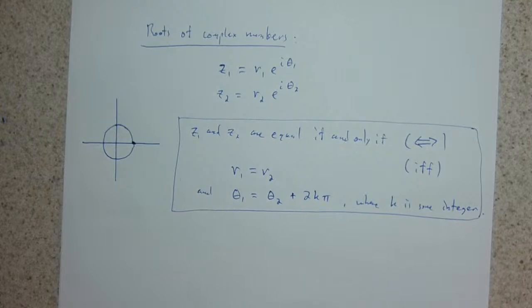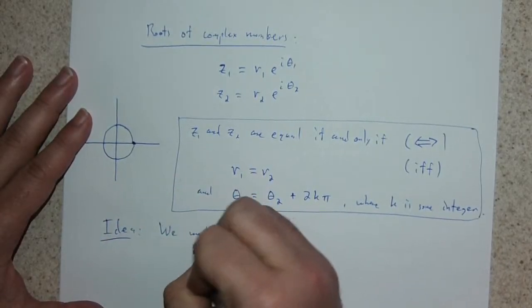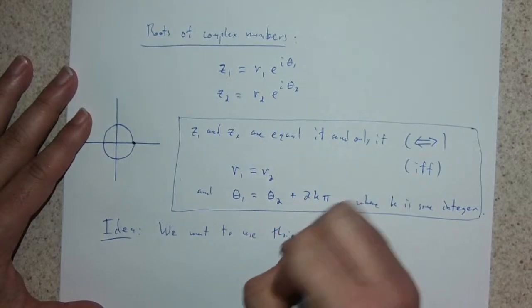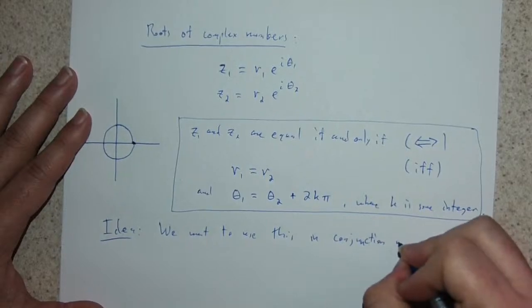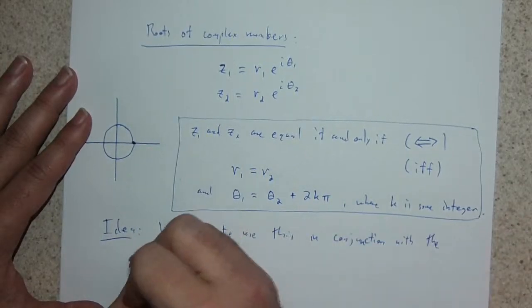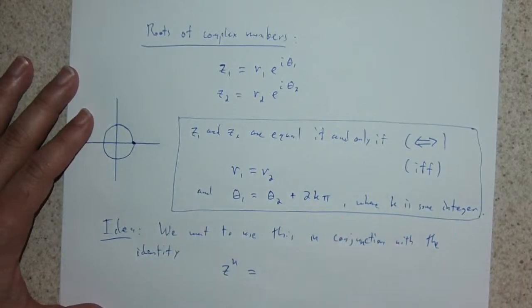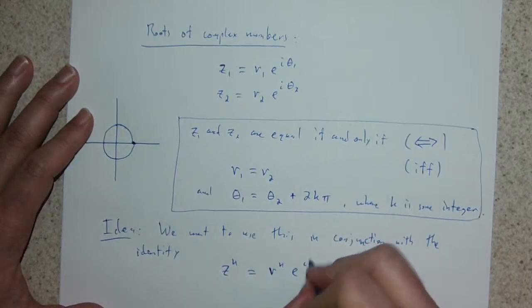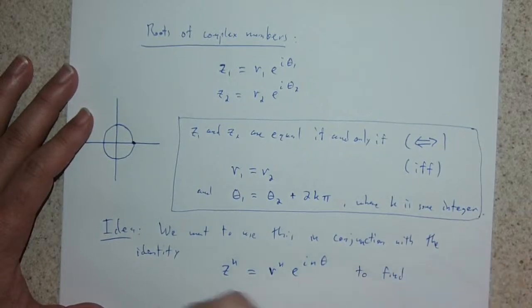Okay, and so what is the idea? The main idea is we want to use this in conjunction with the identity that z to the n is equal to r to the n e to the i n theta, to find nth roots of a complex number.